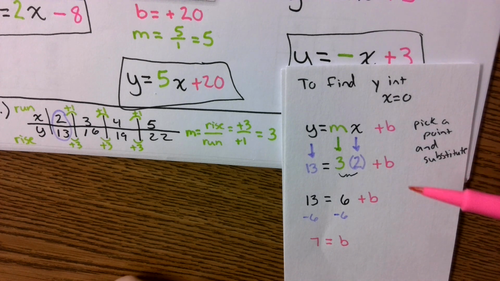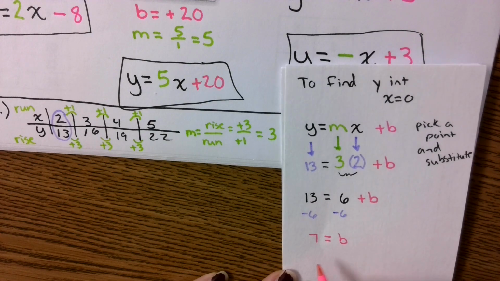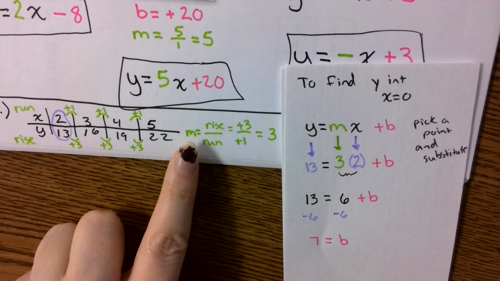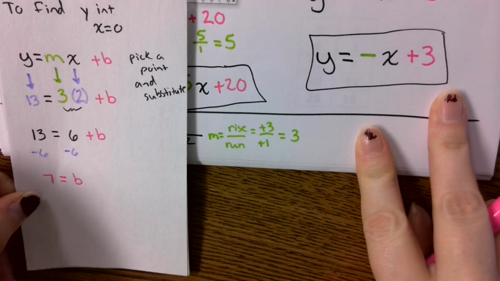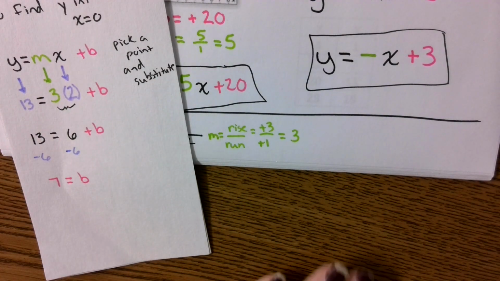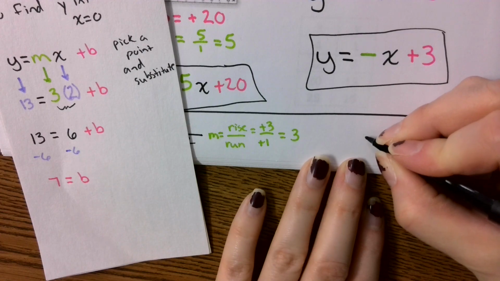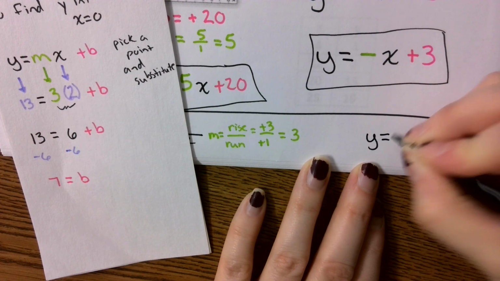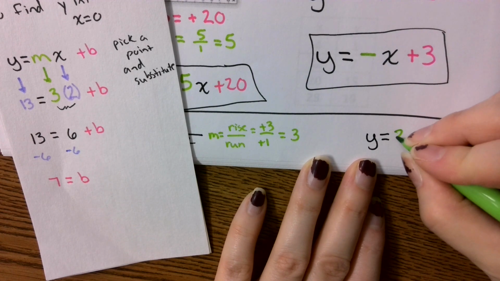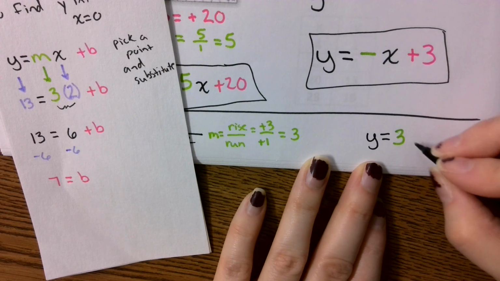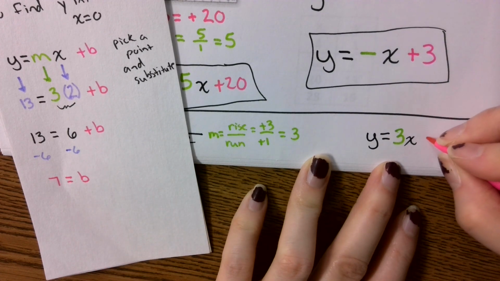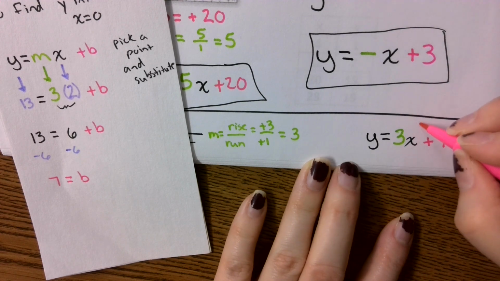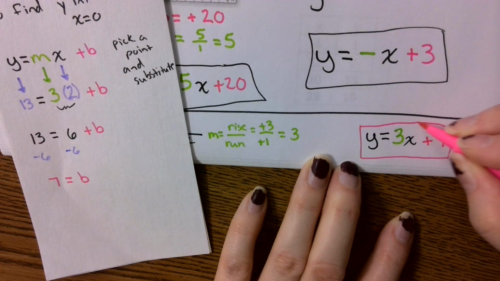All right. So here we have our value for b. We have our value for m. We can now take that information. I'm going to go ahead and move this over here so that I can write it off to the side. We have y is equal to my slope, which was 3, times x. And then, again, my b value is a positive 7, so plus 7. And there's my slope-intercept form.